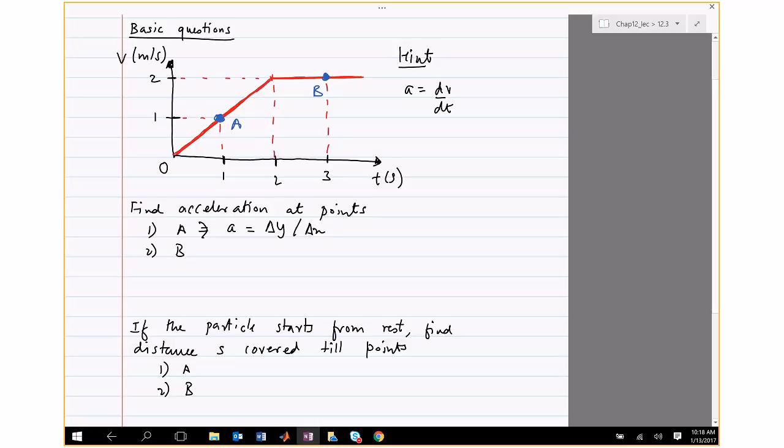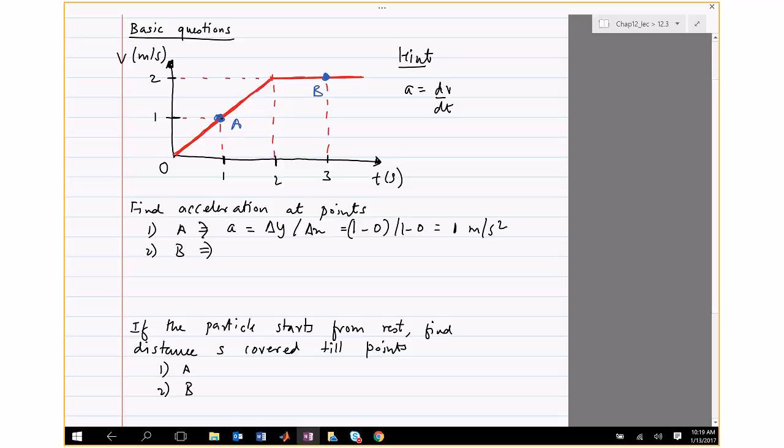So dy is the coordinate of A, which is 1, so I'll write that here, minus the origin, 0. That is dy, and then dx is this minus this. You're taking the same point, so it's 1 minus 0, so that is 1. So 1 is the right answer. You always want to put the unit, so it's meters per second squared. Okay, so now can you find the acceleration at point B?